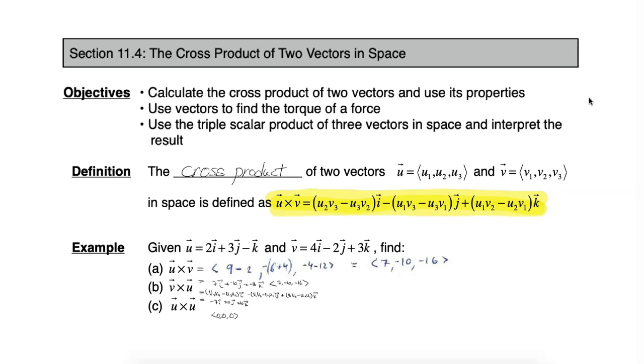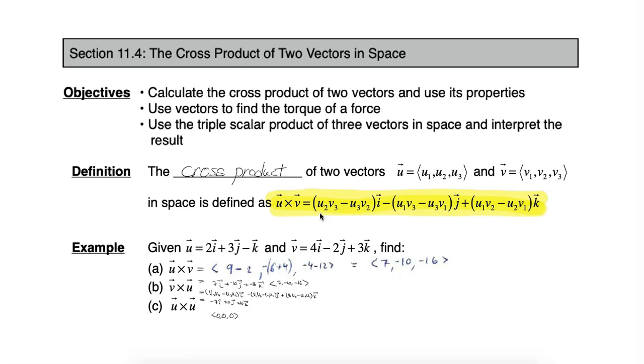So the cross product is defined like this. If u is u1, u2, u3, and v is v1, v2, v3, then this is what the cross product looks like. The first thing we need to notice here, besides what the components are, but we'll talk about that later, is that the cross product of two vectors yields a vector. When we talked about the dot product, we saw that what came out was a scalar, a number. This time the cross product yields a vector.